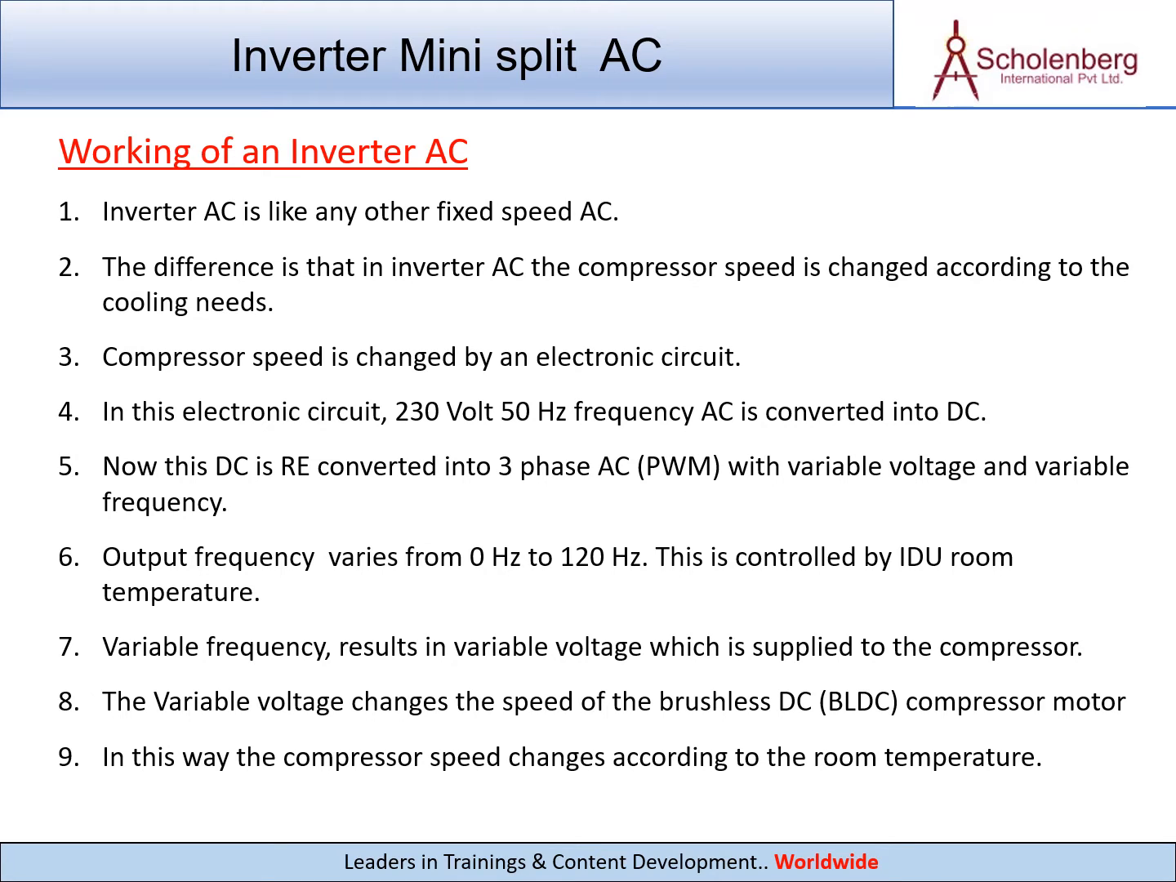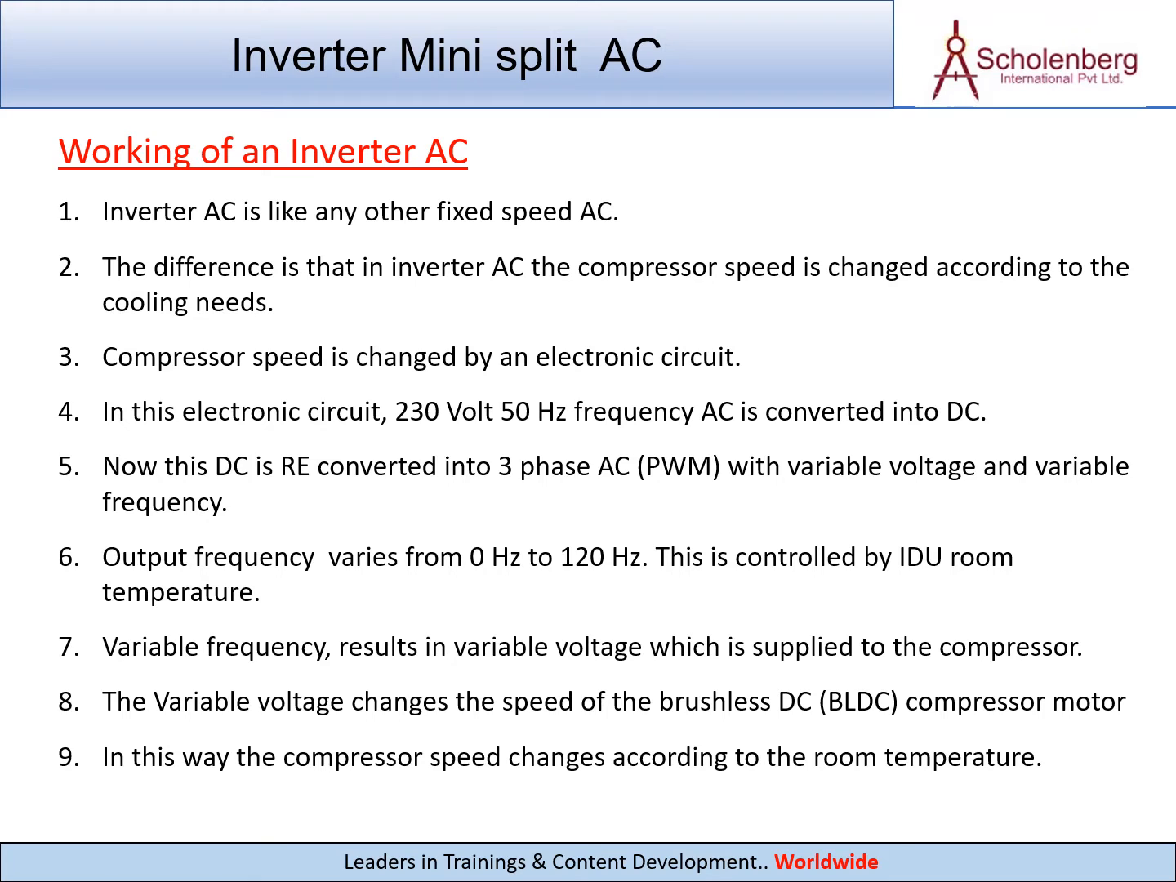4. In this electronic circuit, 230 volt 50 Hz frequency AC is converted into DC. 5. Now this DC is reconverted into three-phase AC, PWM, with variable voltage and variable frequency. 6. Output frequency varies from 0 Hz to 120 Hz. This is controlled by IDU room temperature.